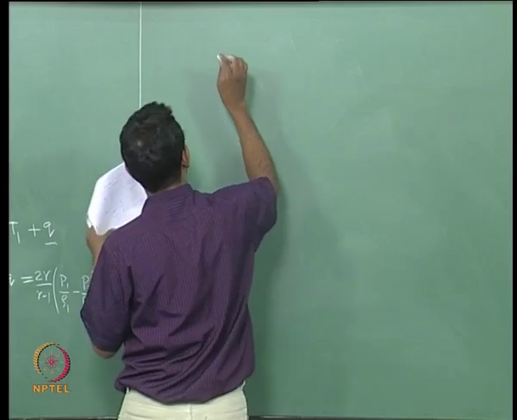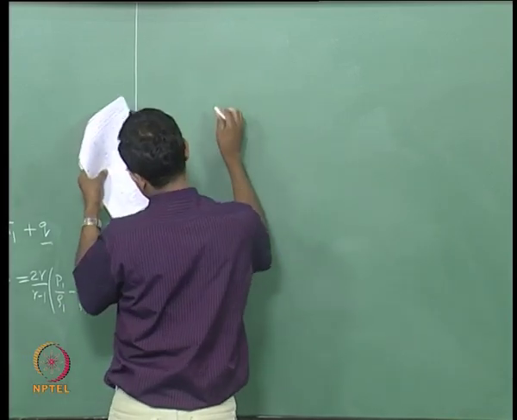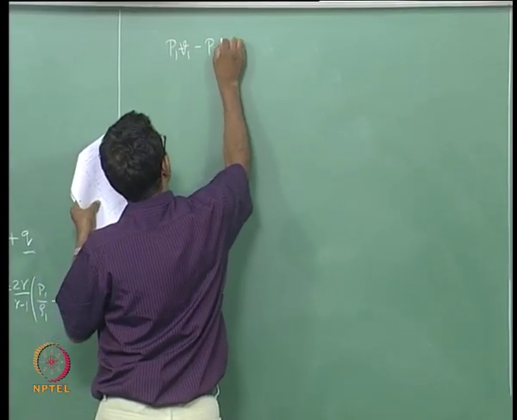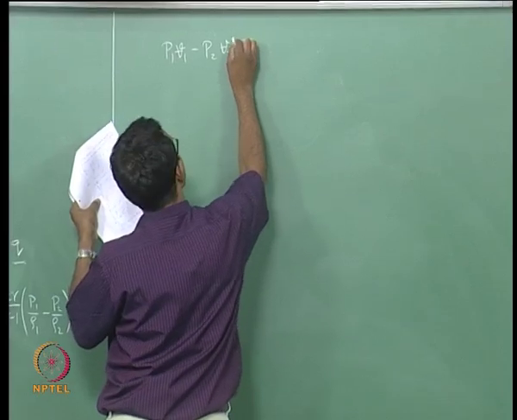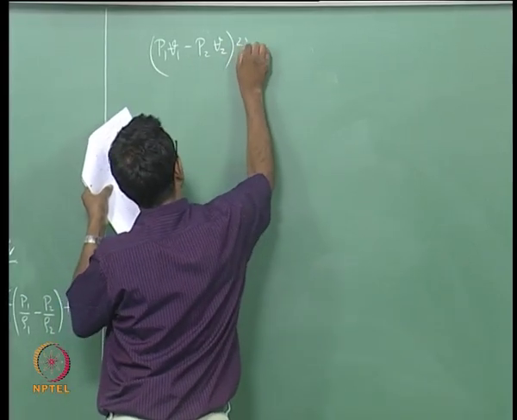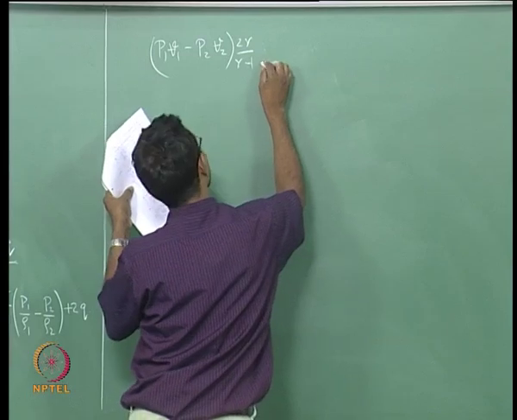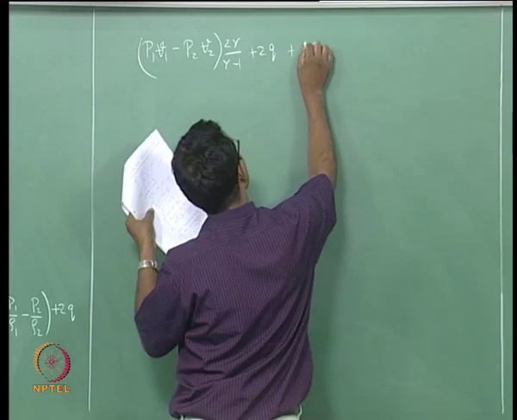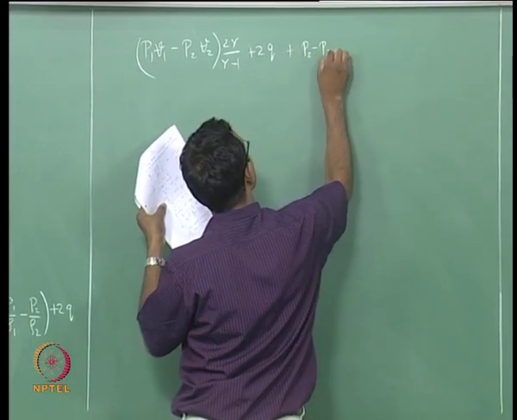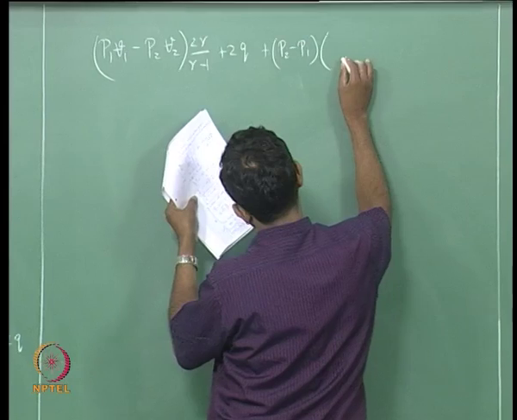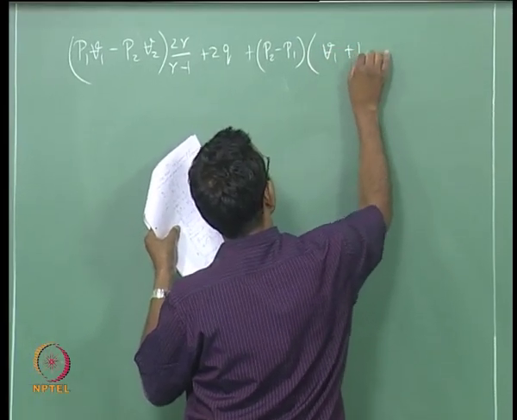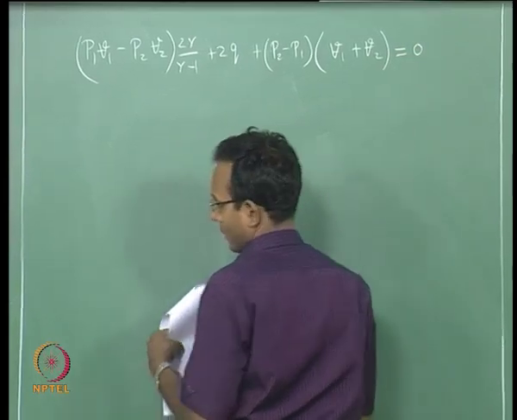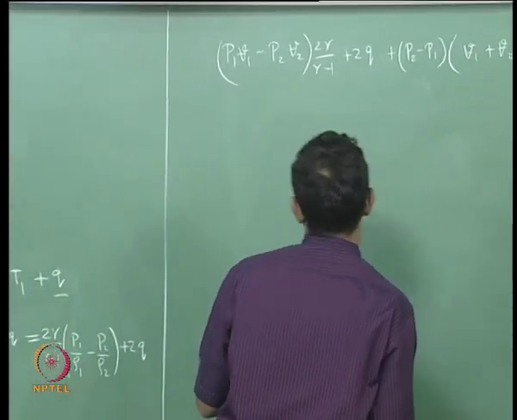and I will write 1 by rho as my specific volume now. So, my expression becomes P1 V1 minus P2 V2 times 2 gamma by gamma minus 1 plus 2q plus P2 minus P1 times V1 plus V2. This whole thing is equal to 0. Okay, I just rearrange these terms so that it looks like this.